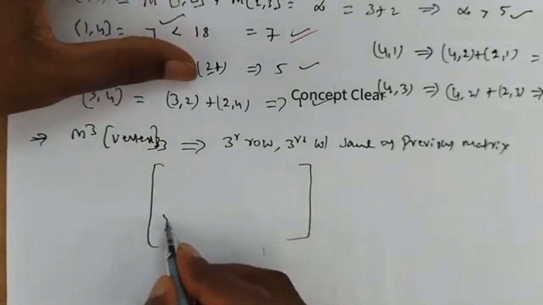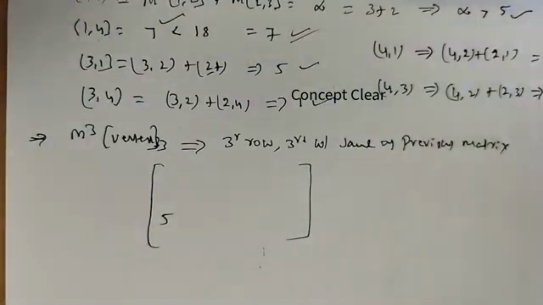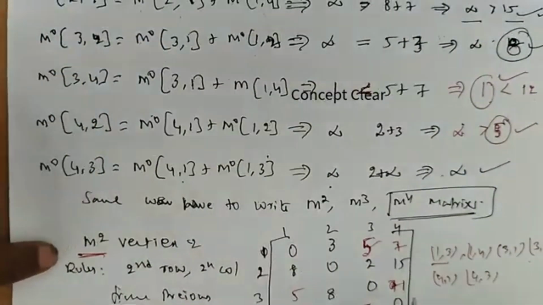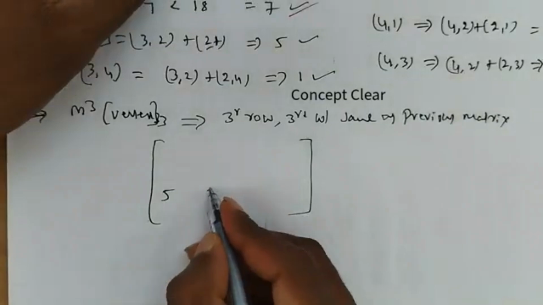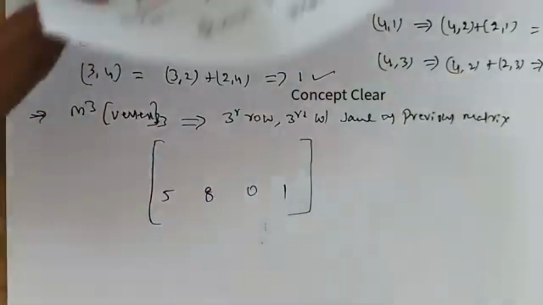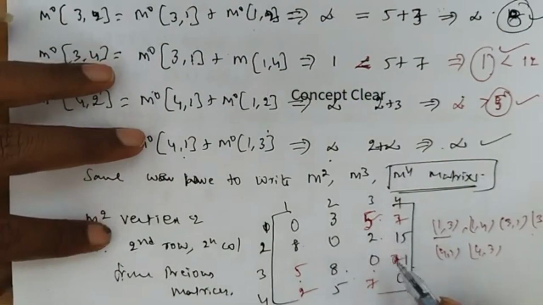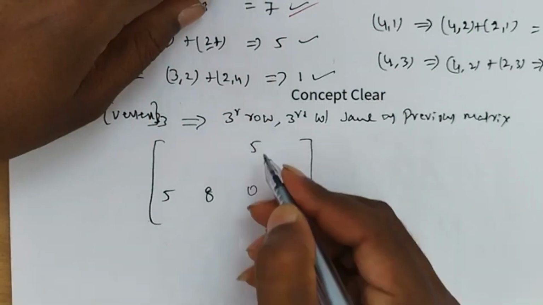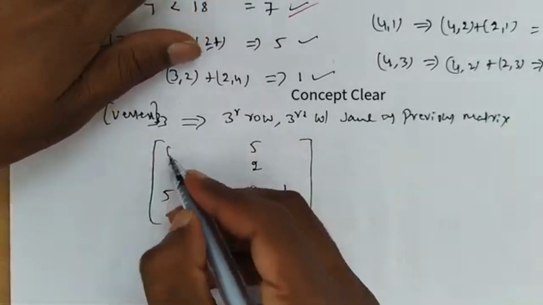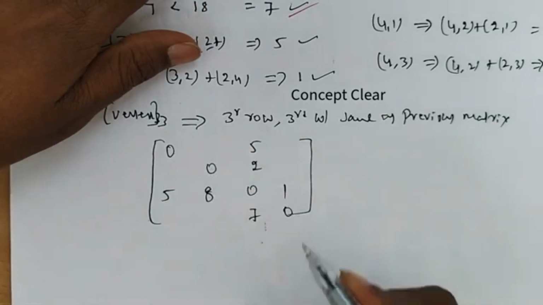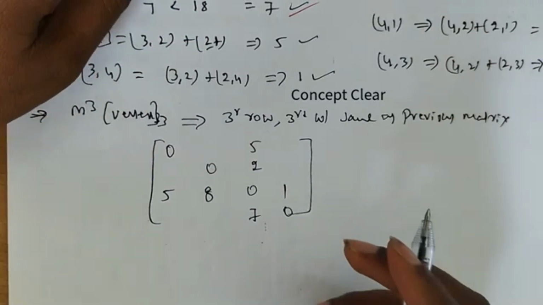What are the third row values? See, here the third row values are 5, 8, 0, 1. So we have to write 5, 8, 0, 1, and the third column 5, 2, 0, 7. And what is the rule? All diagonal vertices are 0. If there is no path, that is infinity.